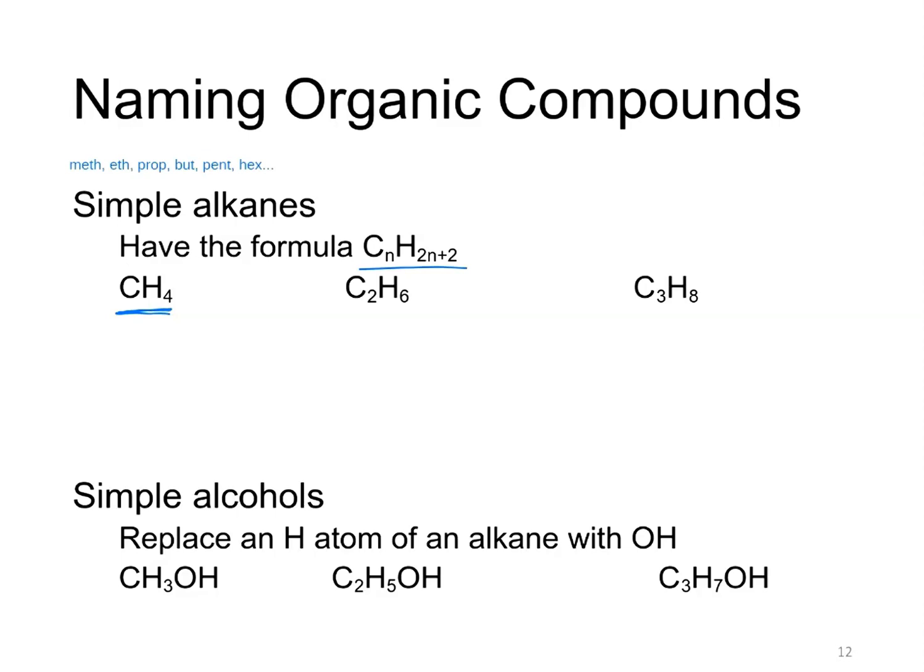So for our first example, CH4, there's only one carbon. So meth is our prefix. And then all alkanes end with -ane, A-N-E, from the name. So this is methane. Our next one has 2 carbons, so it is ethane. The next one we have written here would be propane.